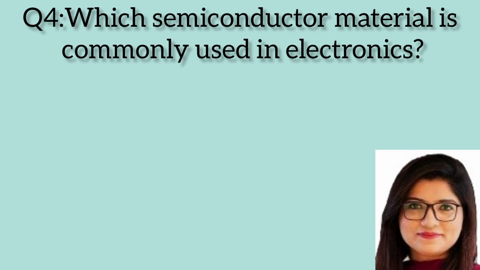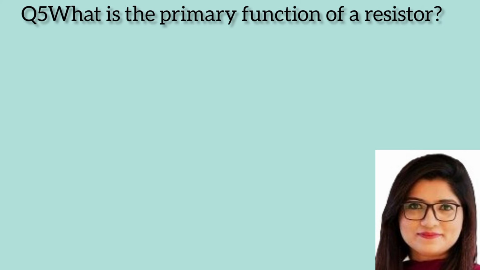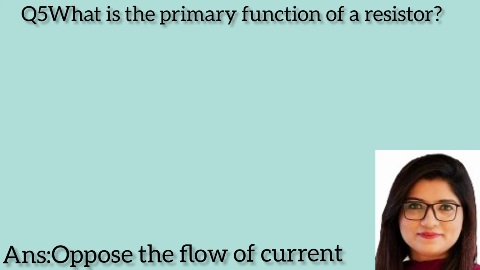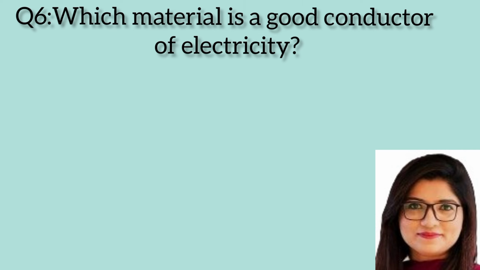Question 4. Which semiconductor material is commonly used in electronics? Answer: silicon. Question 5. What is the primary function of resistance? Answer: opposes the flow of current. Question 6. Which material is a good conductor of electricity? Answer: copper.